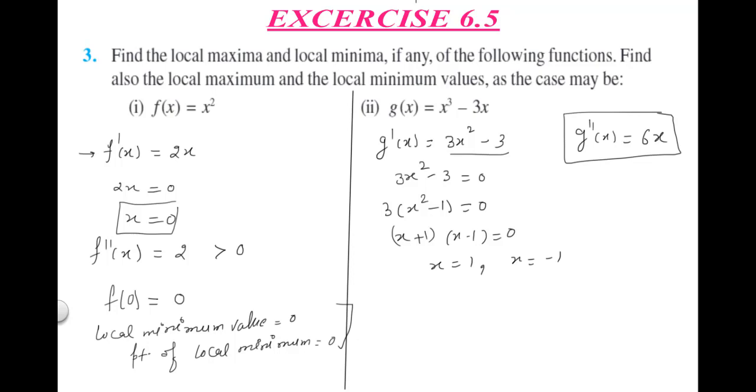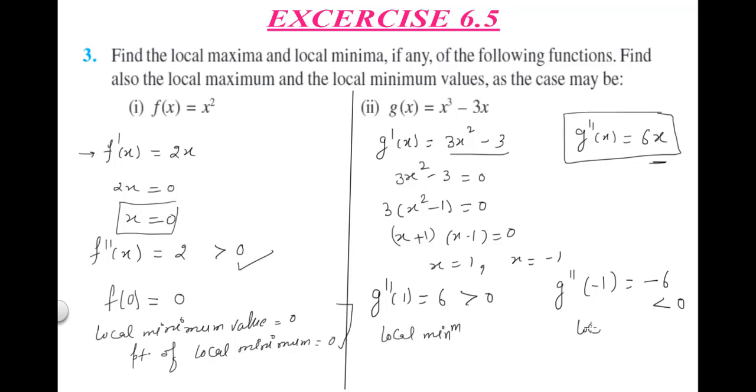Now if I check at 1, so second order derivative at 1, you put 1, you are going to get 6, which is greater than 0. And when you get second order derivative at minus 1, you will get minus 6, which is less than 0. Now when second order derivative is greater than 0, here also it was greater than 0, so it was a point of local minimum. Correct? And here this will be a point of local maximum. So local minimum point is what? Here 1, and local maximum point is minus 1.